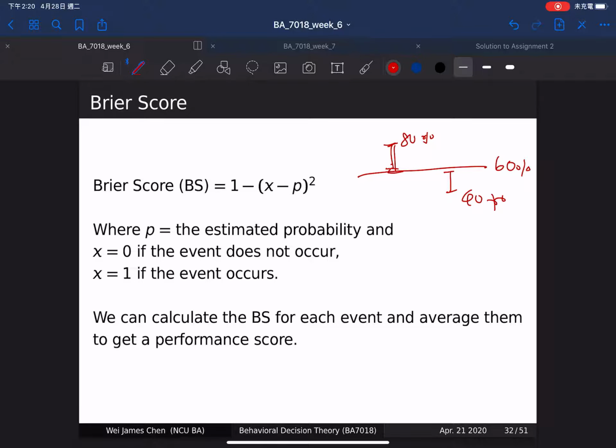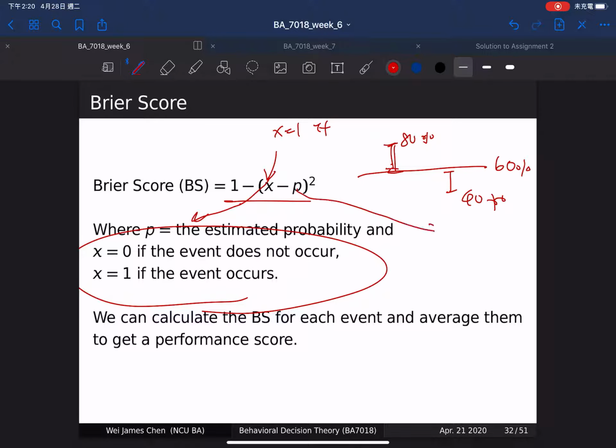So we want this kind of deviation from the mean to be accounted for. And the more the prediction deviates from what actually happens, the more severe we want the punishment to be. So what is actually used is this score, which is quite easy. x is equal to 0 if the event does not happen, x is equal to 1 if the event occurs, and P is the estimated probability.